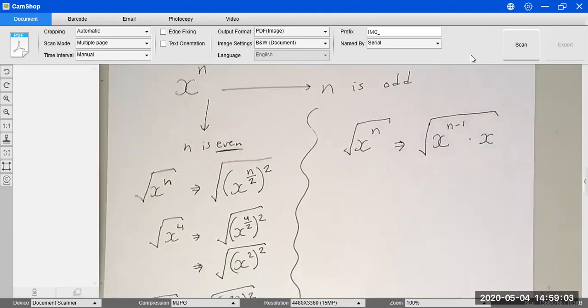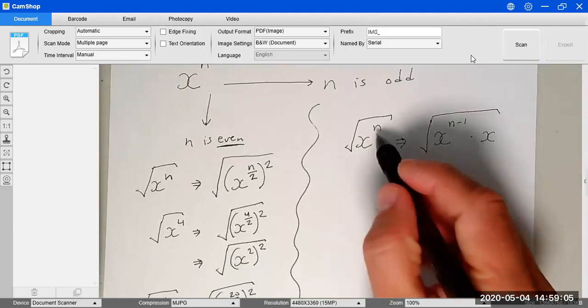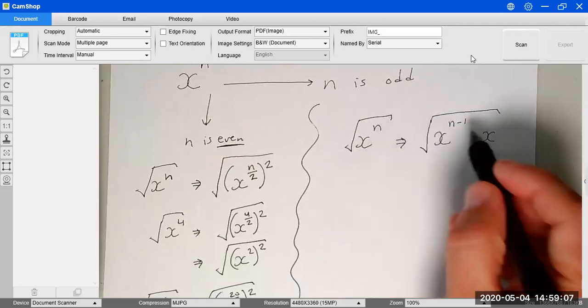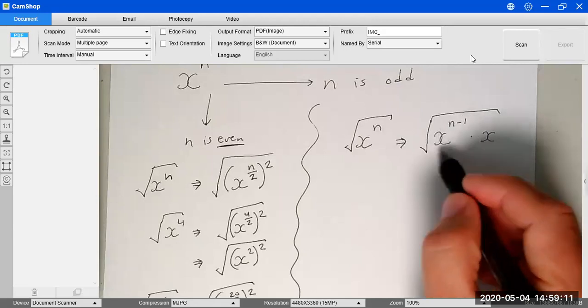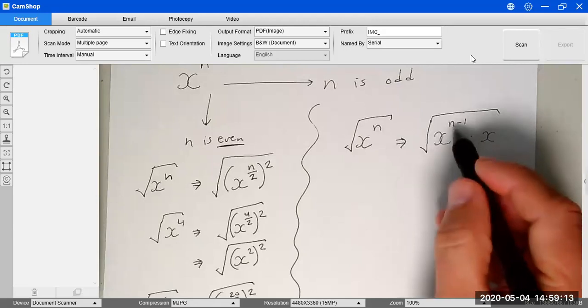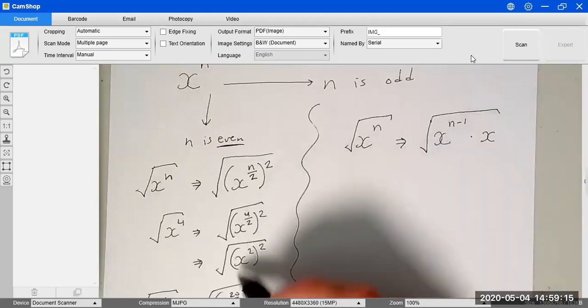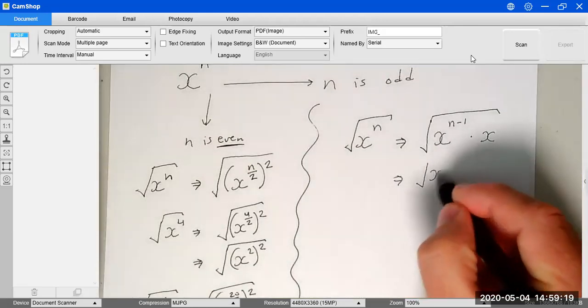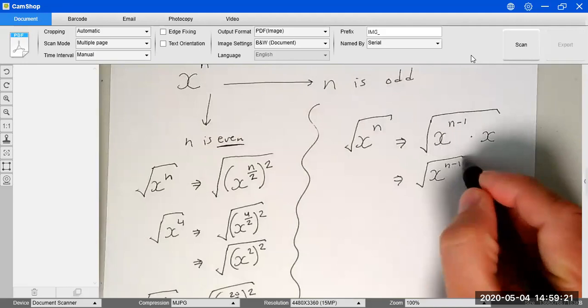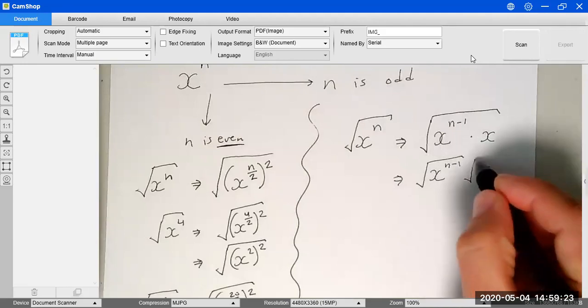So we do this because if this is an odd number, then n minus 1 is going to be an even number. And if you have here x to an even number, then you know how to do. You're going to do all these steps. So in other words, you're going to get x to the n minus 1 times the square root of x.